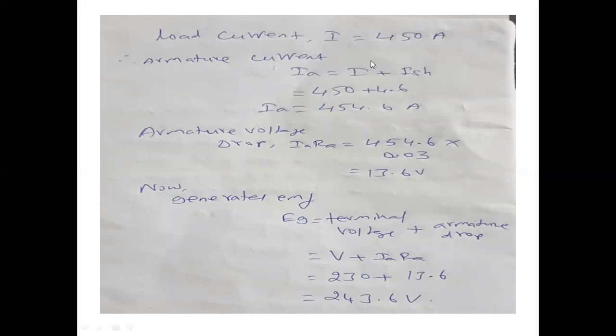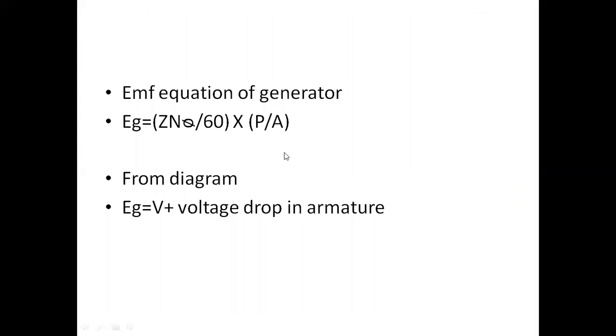IA equal to I plus ISH. So I is given data 450 ampere, and ISH we determined 4.6 ampere. So IA equal to 454.6 ampere. Now we have to calculate the voltage drop according to this equation because we need EG. So V is already available.